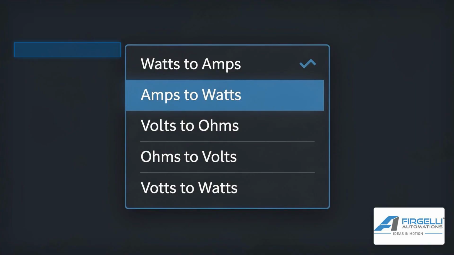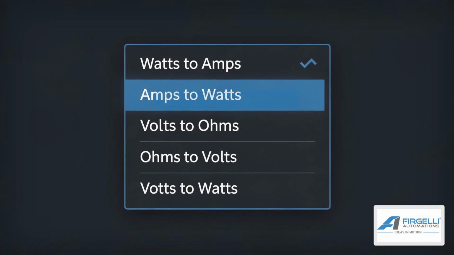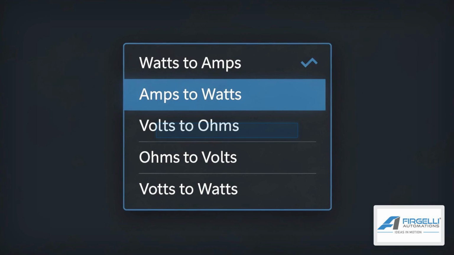Let's explore the inputs. First, you'll see the Select Conversion Mode dropdown. This offers 6 calculation options. Calculate power from voltage and current, calculate voltage from power and current, calculate current from power and voltage, calculate power from voltage and resistance, calculate power from current and resistance, and calculate resistance from power and voltage.